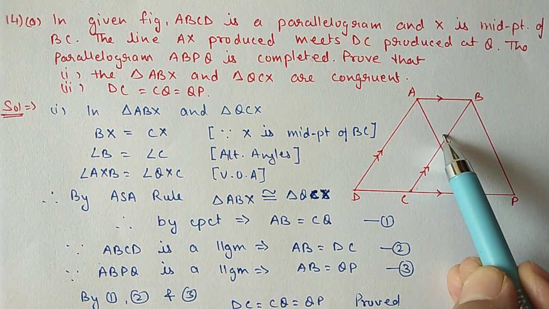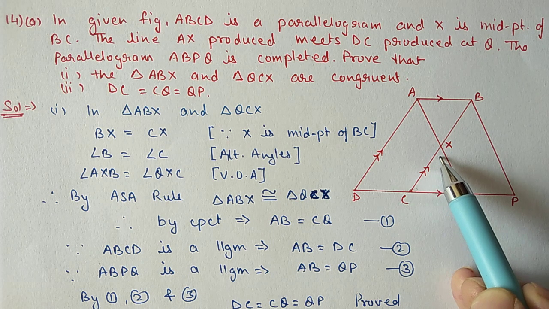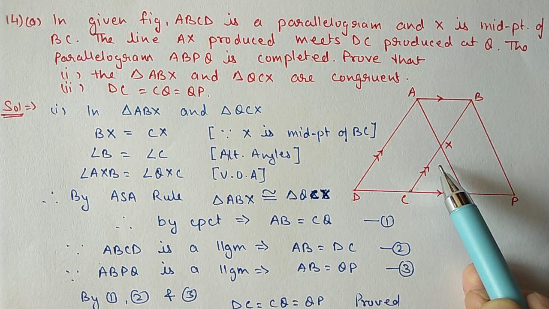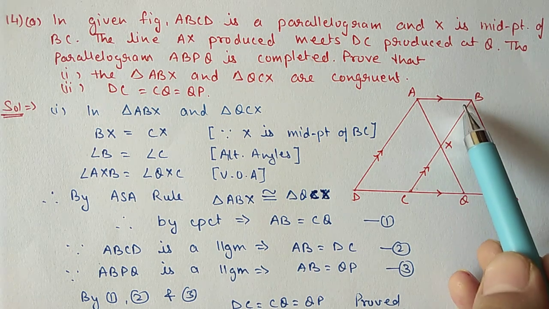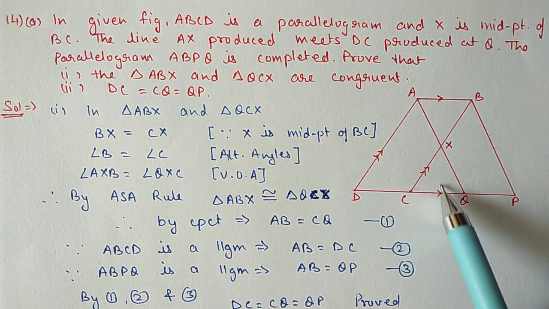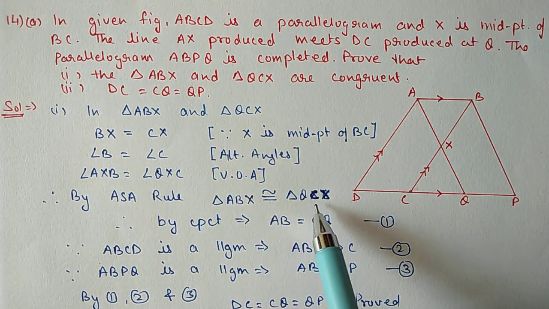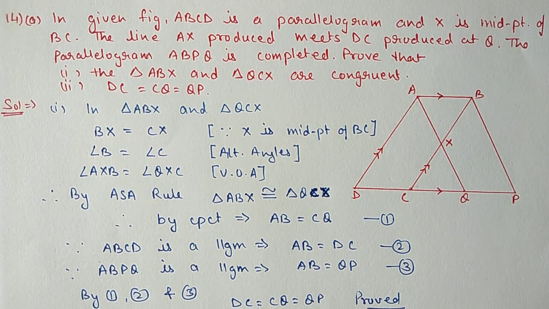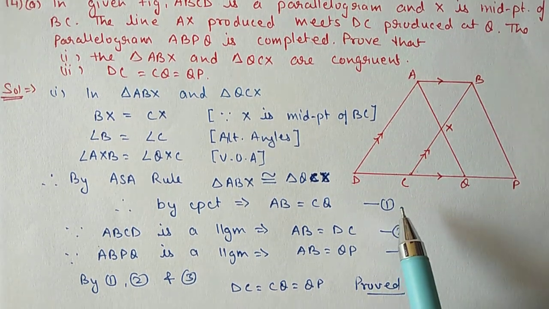Third, angle AXB and angle QXC will be equal. These two are vertically opposite angles. So by the angle side angle rule, these two triangles are congruent to each other. Then by CPCT we can write AB is equal to CQ. This we can name first equation.